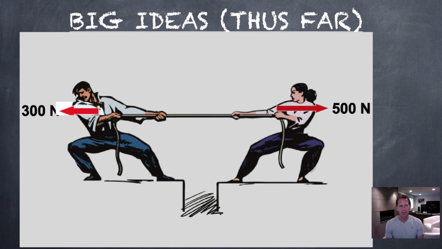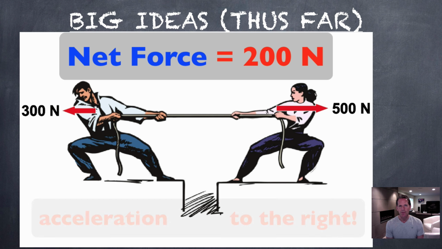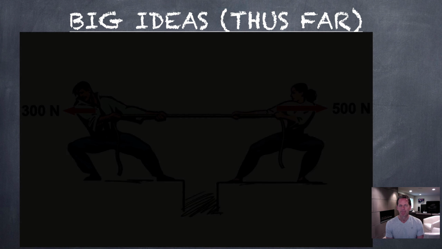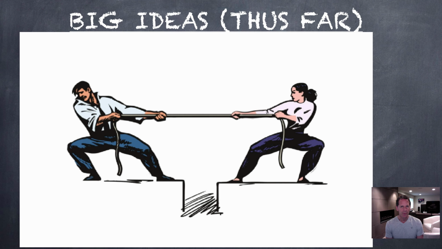But what if the guy pulled with a smaller force, only 300 newtons, and she continued to pull with 500? The vectors in opposite directions give us a net force of 200 newtons, and they would accelerate to the right. But what about the force of tension in the rope?